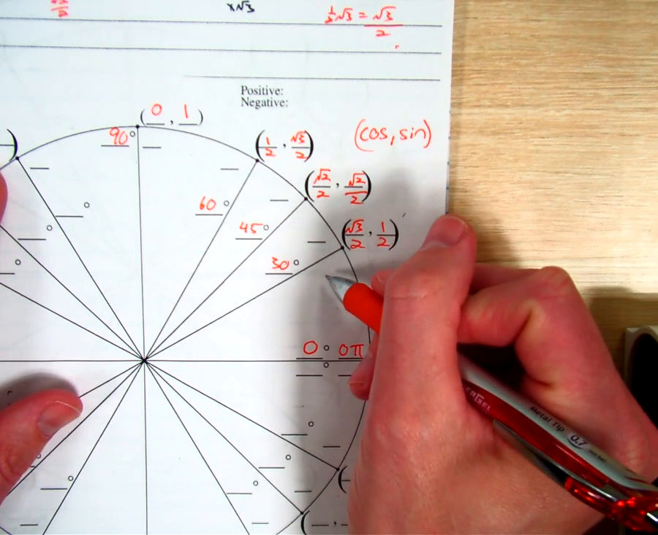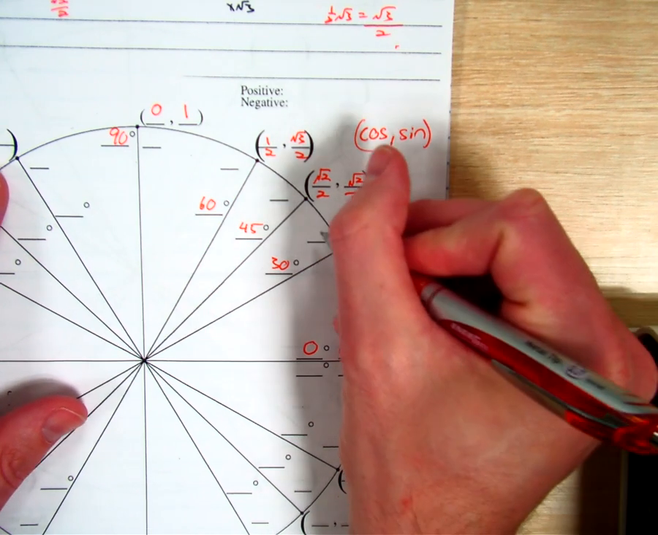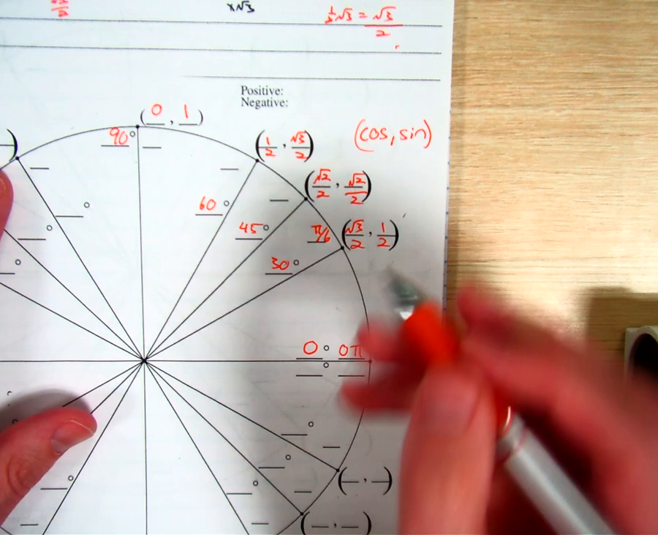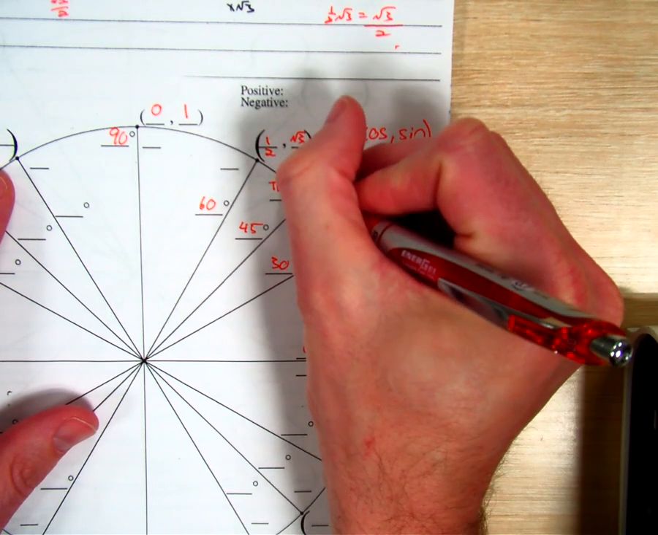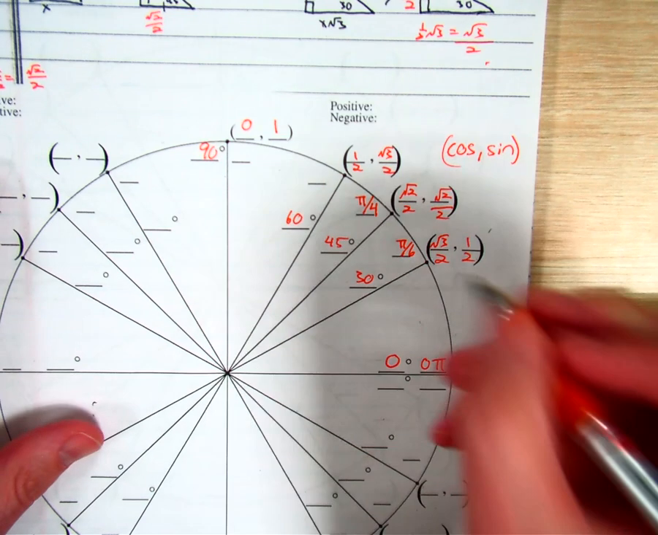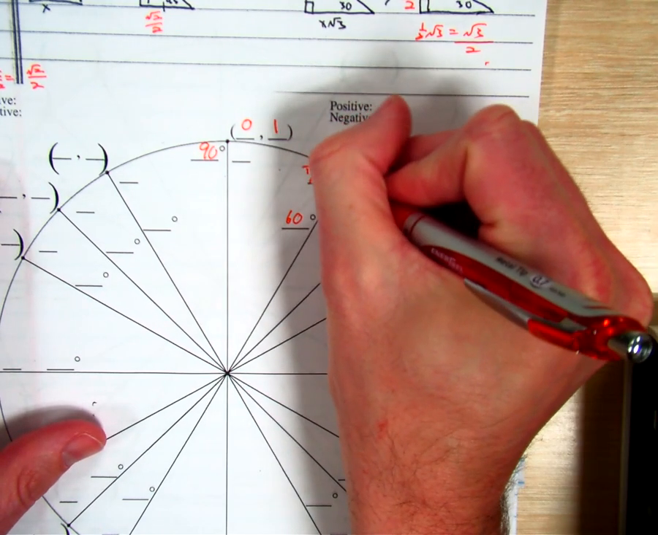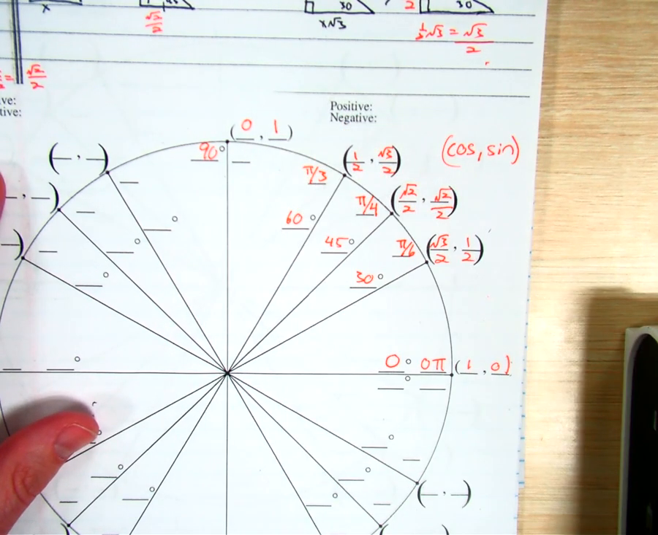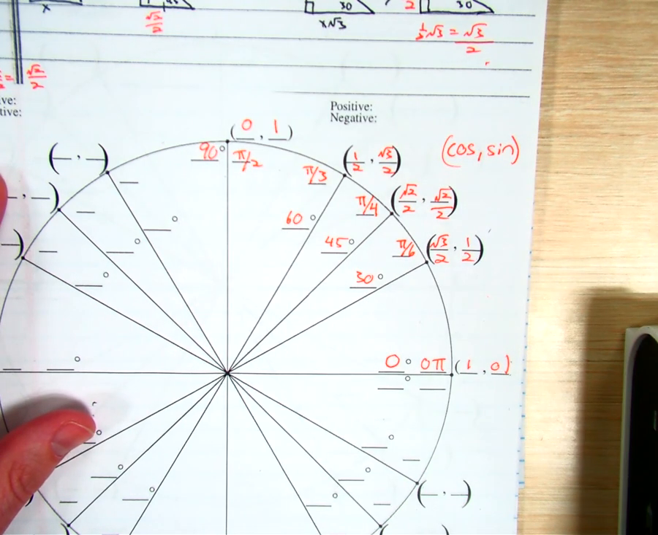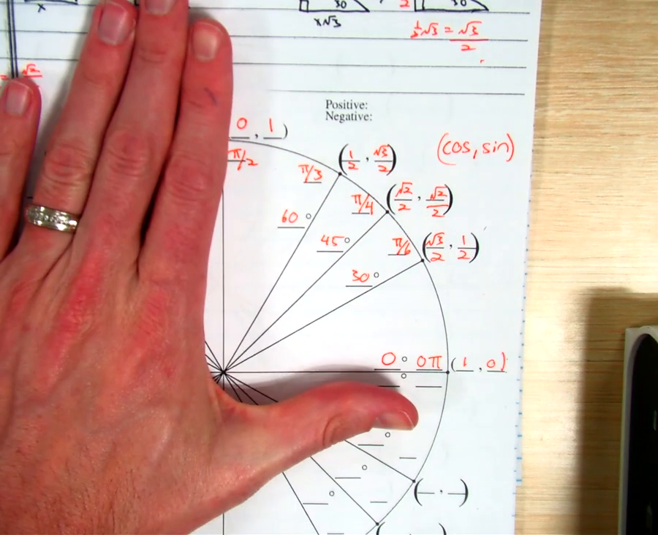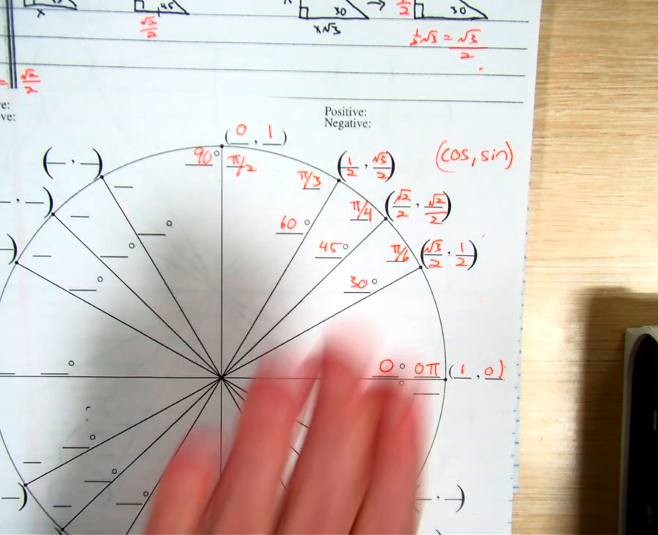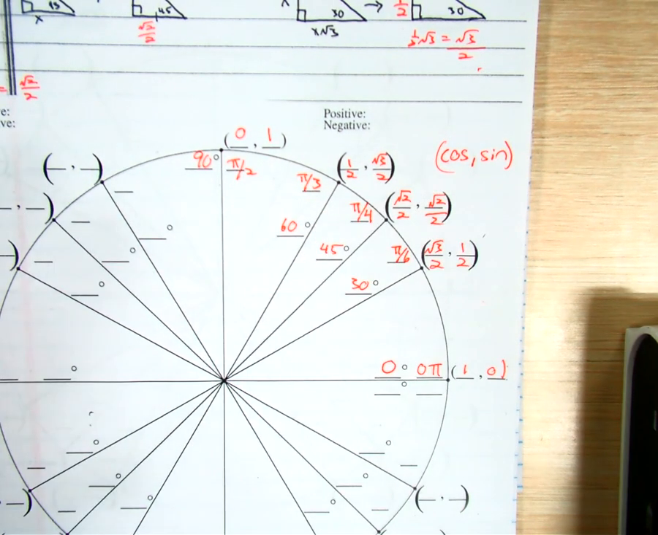So 30 degrees times pi over 180 would reduce to pi over 6. 45 degrees should be pi over 4. 60 degrees is pi over 3. And 90 degrees is pi over 2. Now that was a lot. Okay, the good news is you don't have to do all that thinking again. This is all going to flip over.